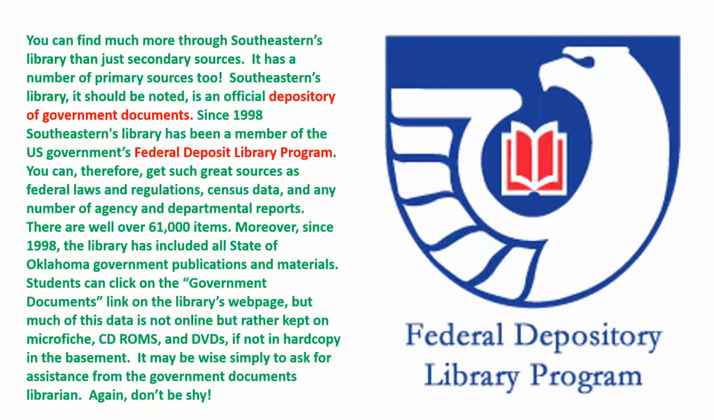Moreover, since 1998, the library has included all state of Oklahoma government publications and materials. Students can simply click on the Government Documents link on the library's webpage. Now, much of this data, I've got to be honest with you, is not available online, but rather kept in microfiche, CD-ROMs, and DVDs, if not in hard copy in the library's basement. It may be wise simply to ask for assistance from the Government Documents librarian. As usual, don't be shy.